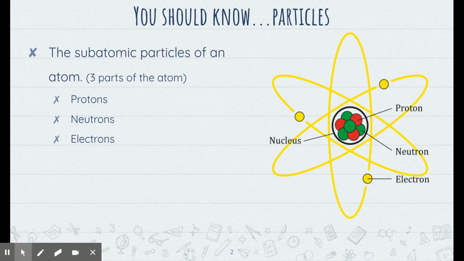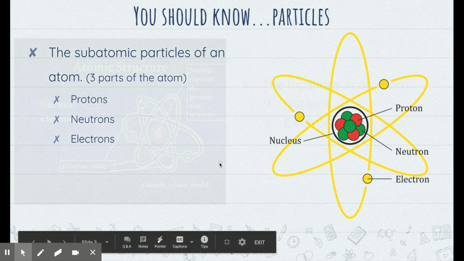The first thing you should know by now are the particles, or the parts, of the atom. So there are three parts of the atom. You have protons, neutrons, and electrons. So again, protons, neutrons, and electrons.